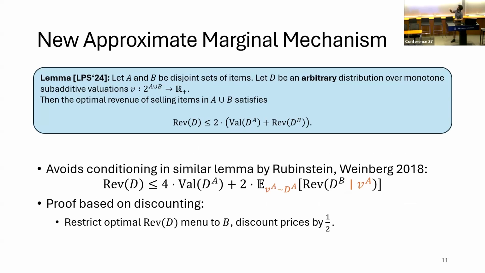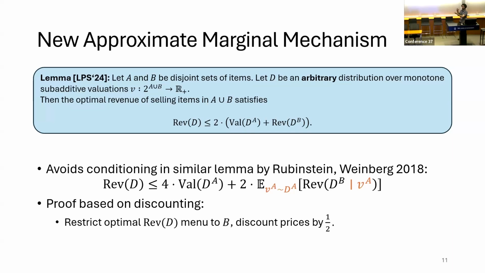So first, our new approximate marginal mechanism lemma says formally that if we have two disjoint sets of items, A and B, and we have an arbitrary distribution over subadditive valuations on this joint set A union B, then the optimal revenue of selling these items to a buyer with valuation V is bounded by exactly what I mentioned earlier, 2 times the value of A plus the revenue of B. And this seems pretty innocent at first.